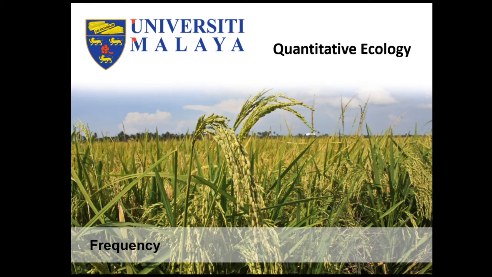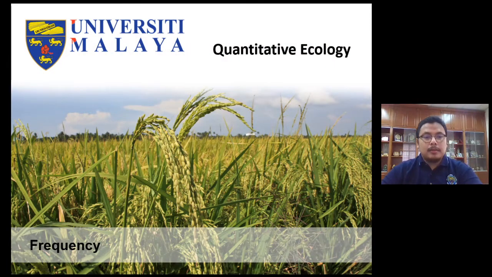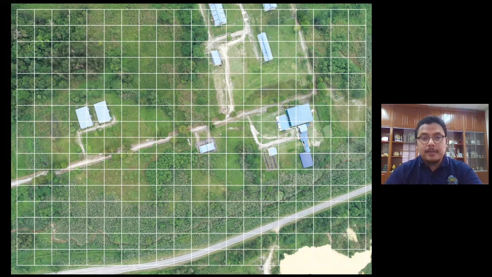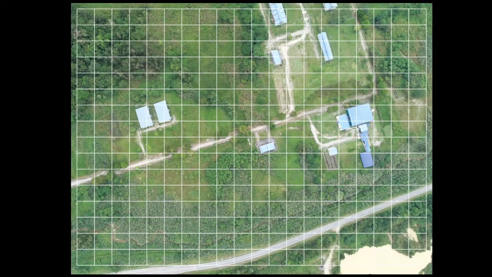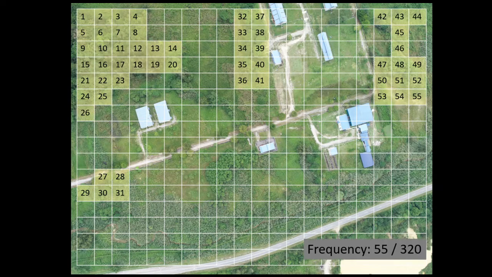The next parameter is the frequency. Frequency is usually measured in plots and can be defined as the percentage of possible plots within a sample area occupied by the target species. You can visualize frequency by imagining the sampling area overlaid with a grid of cells the same size as the frequency plot, and then the percentage of cells occupied by the species is the frequency.